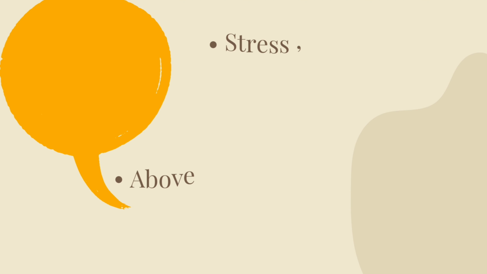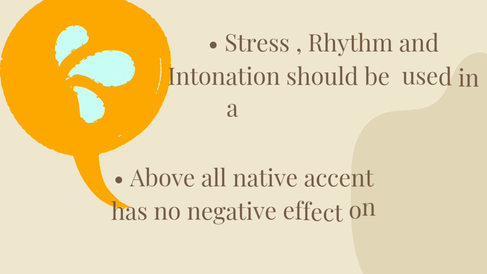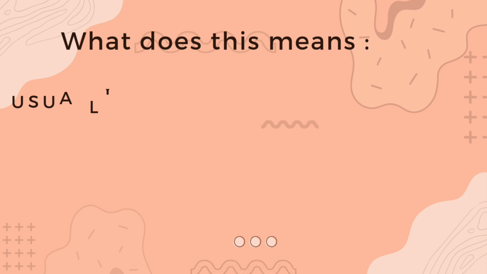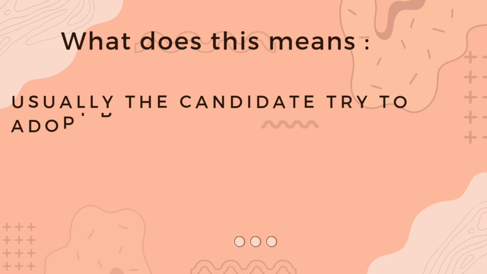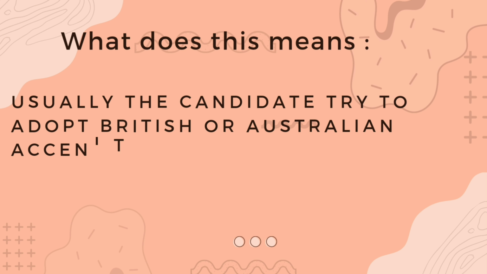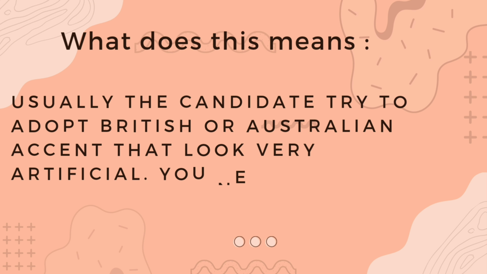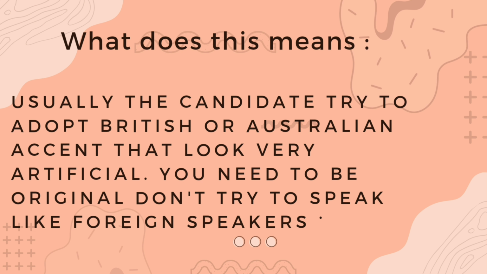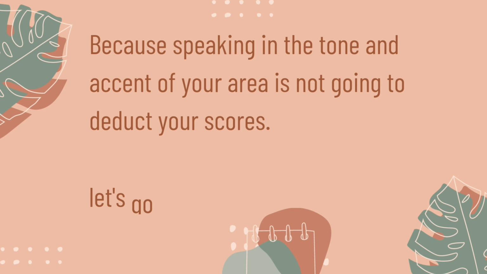Besides this, stress, rhythm and intonation that is used in the OET speaking should be in a proper manner. Above all, native accent does not have any negative effect on the listener. What does this mean? Usually the candidates try to adopt British or Australian accent. That looks very odd and artificial, so try to avoid it. You need to be original. Don't try to speak like foreign speakers, because speaking in the tone and accent of your area is not going to deduct your scores.